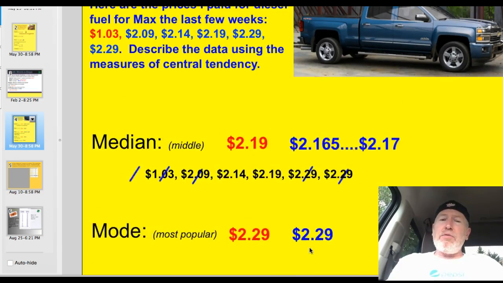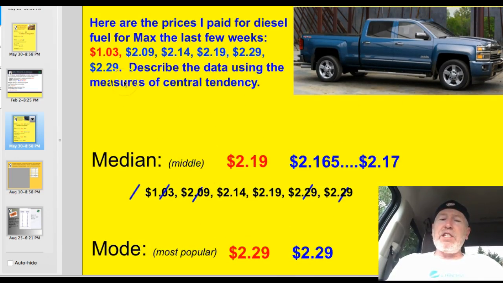Yes, I paid $1.03 per gallon for gas because I had a 50-cent coupon, plus my Super America card got me $1.06 off one day when I went in to buy gas, so I only paid $1.03 per gallon. Let's see how that impacts the measures of central tendency.